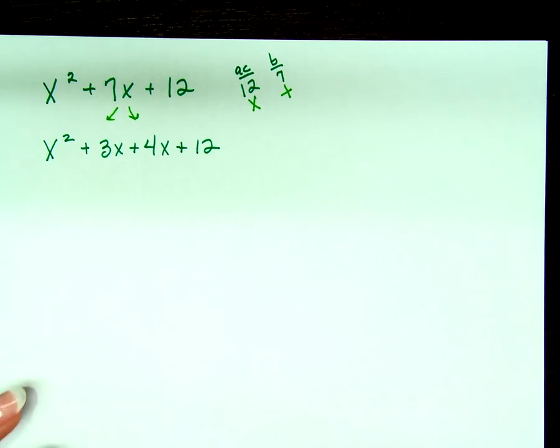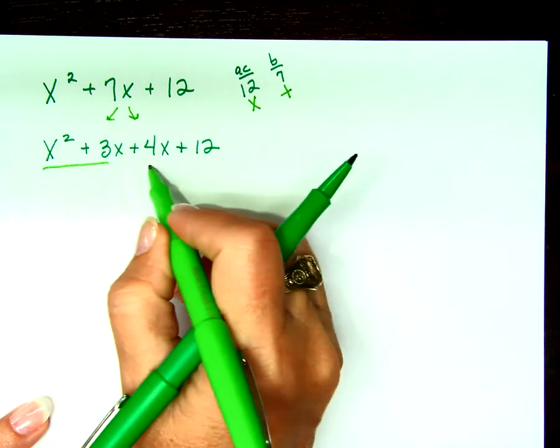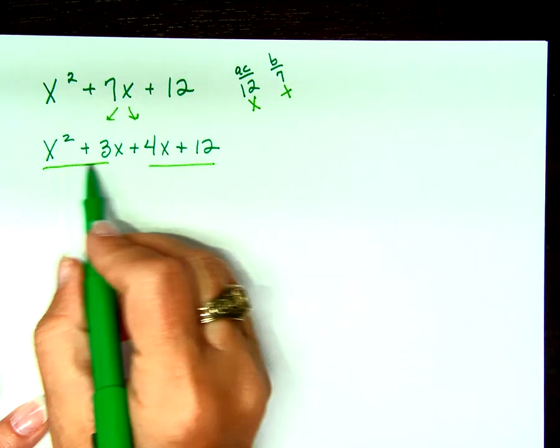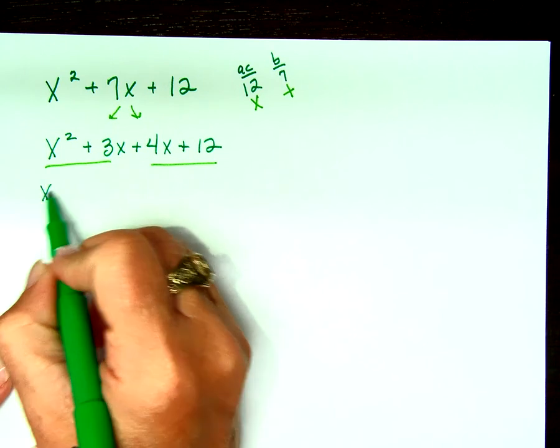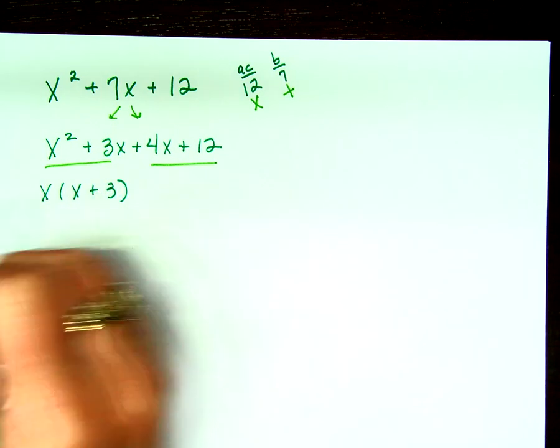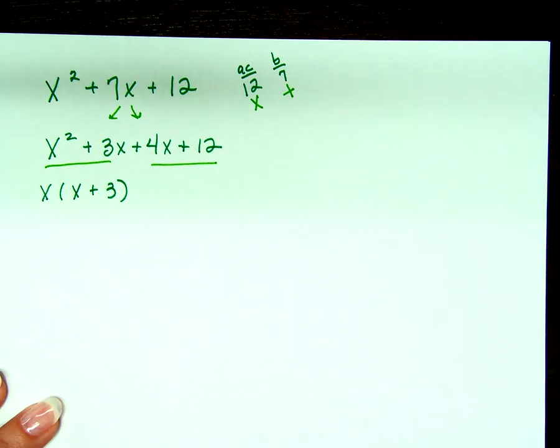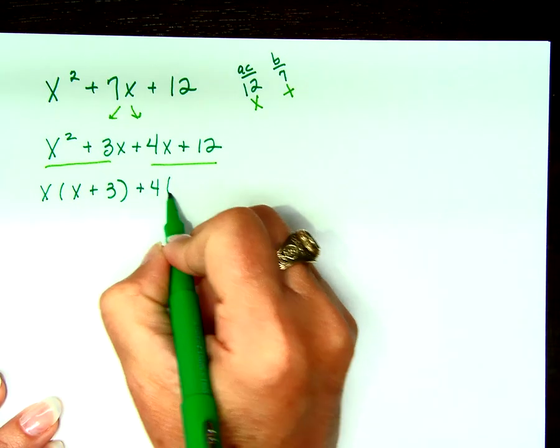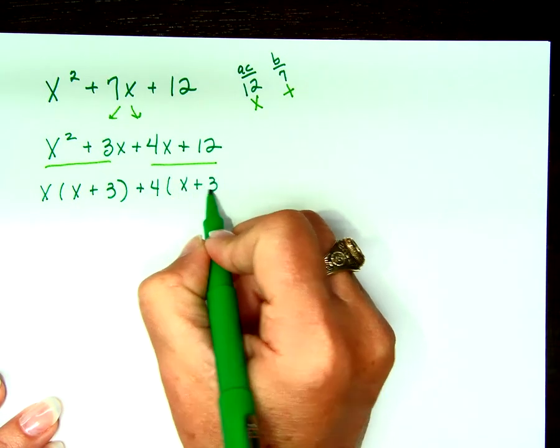Now what do I do? Factor by grouping. Perfect. What's common in the first 2 terms? X. If I factor out an x, what's left? X plus 3. Very good. What's common in the second 2 terms? A 4. What if I factor out a 4? What's left? X plus 3.